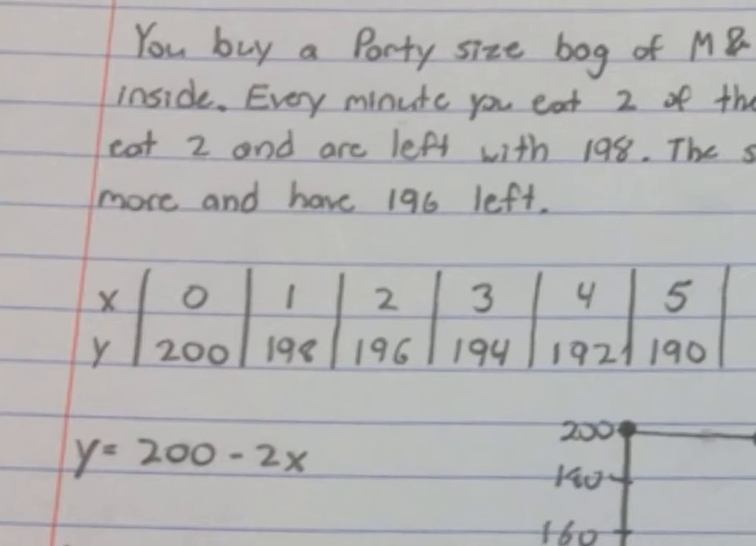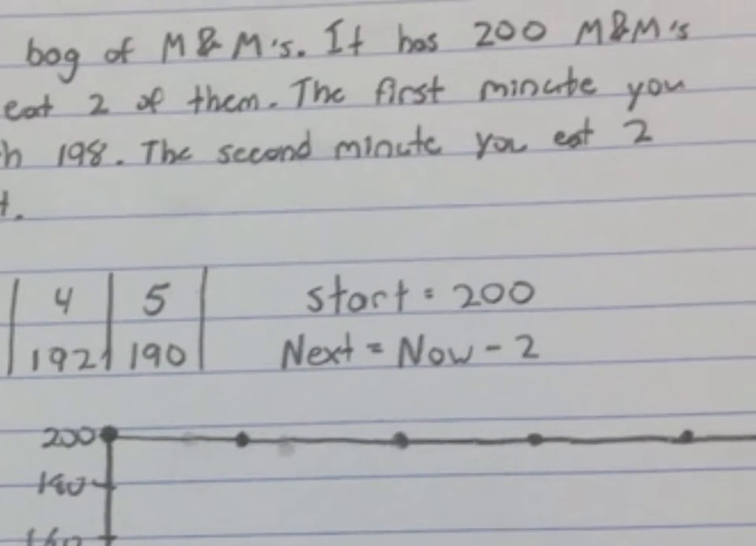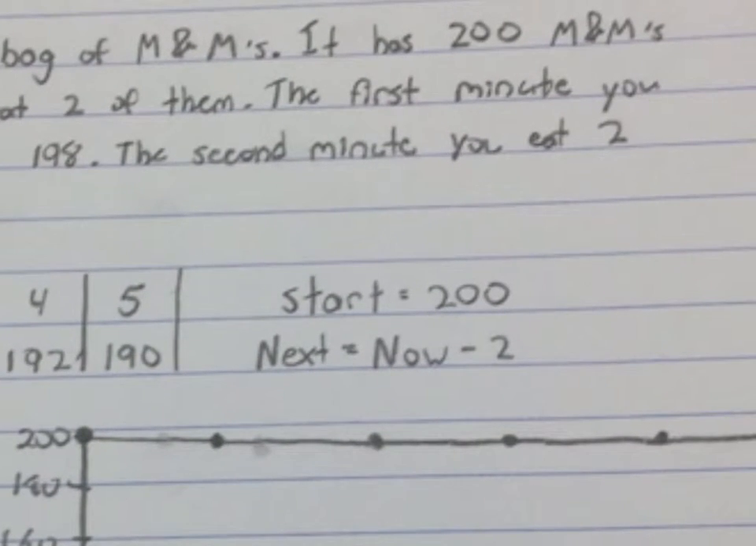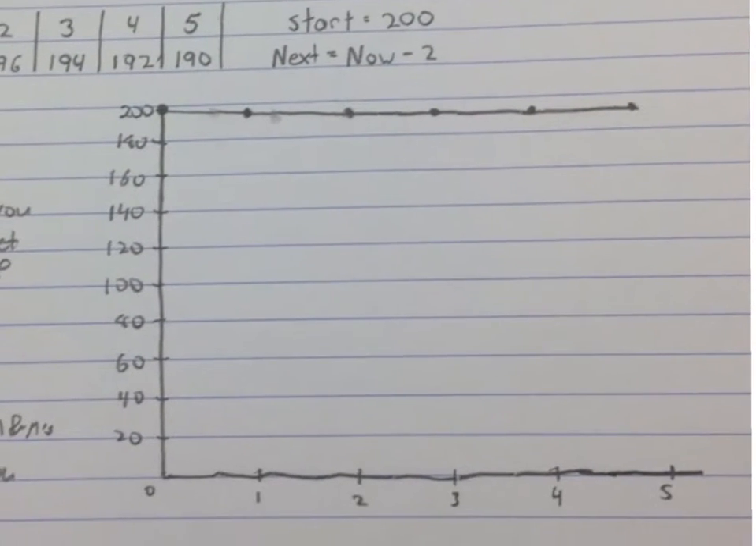As you can see in my table, you start with 0 minutes and have 200 in the bag. Every minute you go down by 2. My now-next rule is next equals now minus 2 with a start of 200. In the graph, you can see that it is linear because it goes down by 2 and it is very straight.